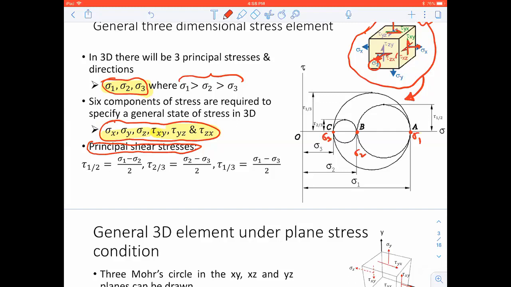Now, principal shear stresses means just the maximum. I'm going to change this, and when I upload it, I will remove this label. I don't want you guys to get confused. This is going to be maximum shear stresses.